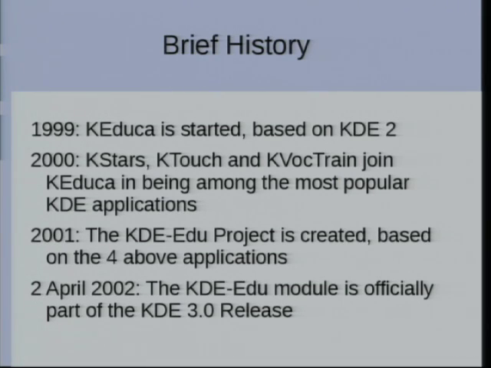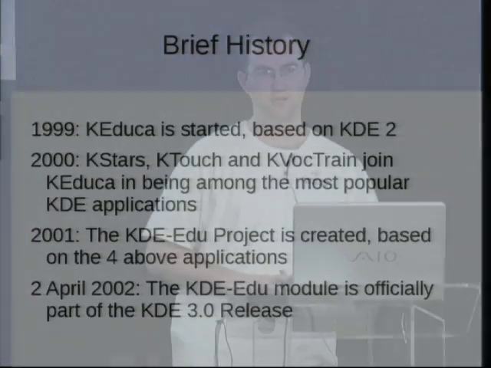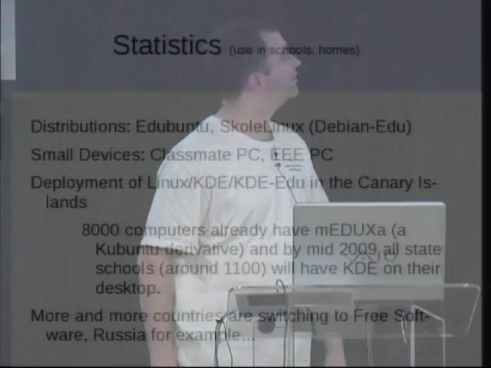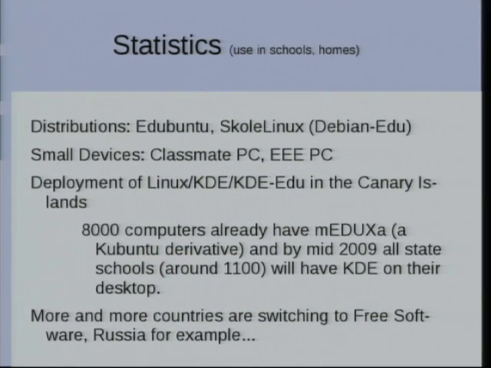And now we've got at least 15 applications, and more in Playground that are being worked on, and a couple more that are just ideas that people would like to do when they have the time. Some statistics about us. There are some distributions that are actually education-based, right? There's Edubuntu, there's Skolelinux. I think someone's here from Skolelinux, is that right? And there's Debian Edu.